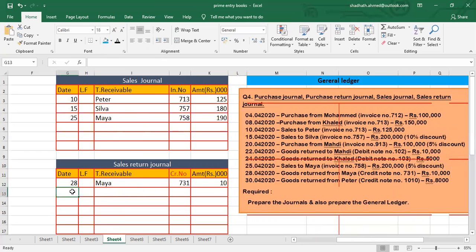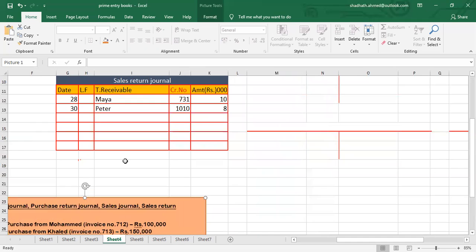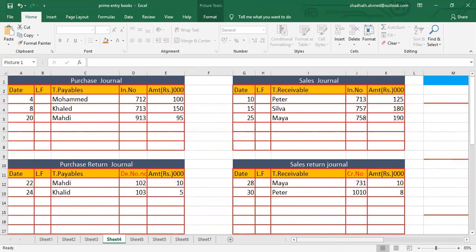Likewise, 30th, goods returned from Peter. Already we sold goods to Peter on 10th. Now Peter returns the goods, so it is sales return journal. 1010 is the credit note number, 8,000. That's all. So we have recorded all the transactions in the purchase journal, sales journal, purchase return and sales return.